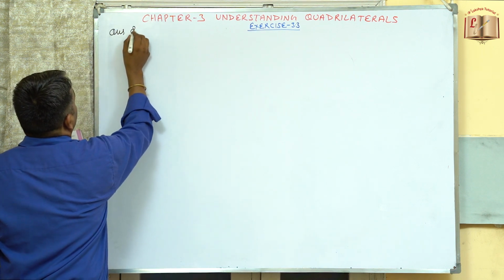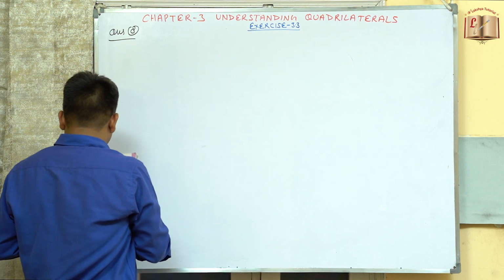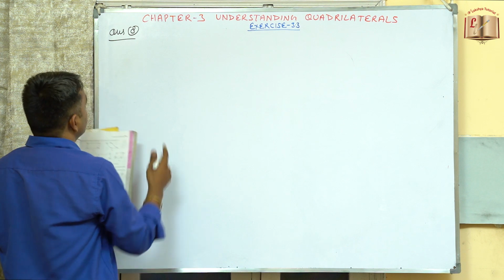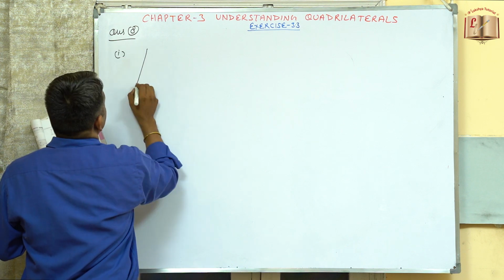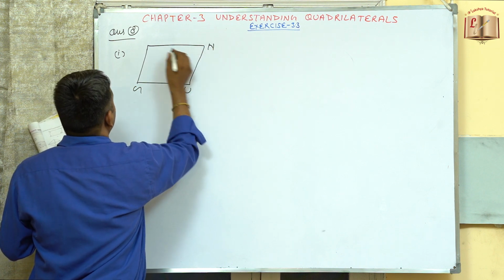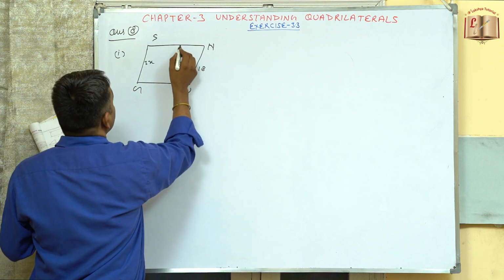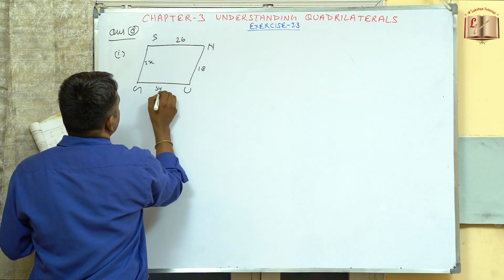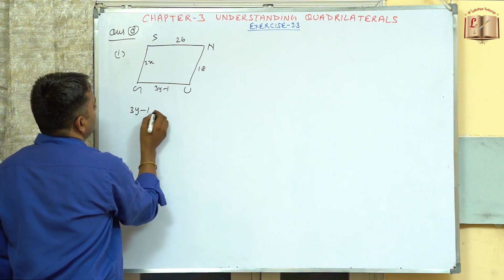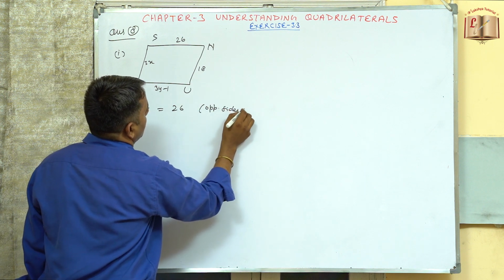So now coming to question number 8. The following figures are parallelograms, find x and y. So coming to the first part. So this is G, U, N, S. Now this is 3x. Now this is 18. This is 26. And this is 3y minus 1. So we need to find out x and y. So 3y minus 1 will be equal to 26, because opposite sides are equal.